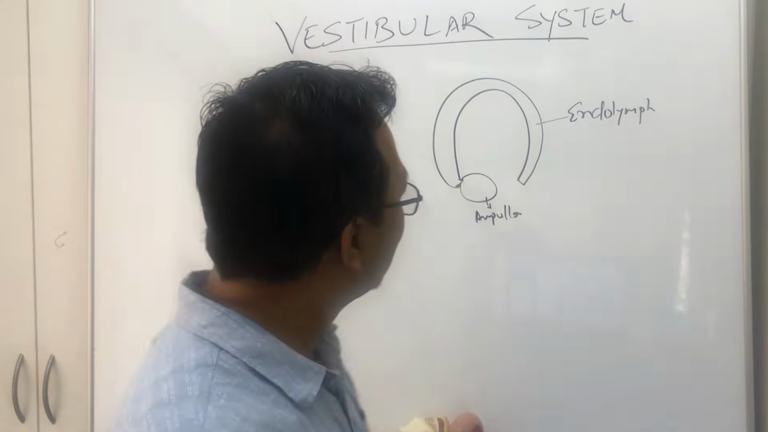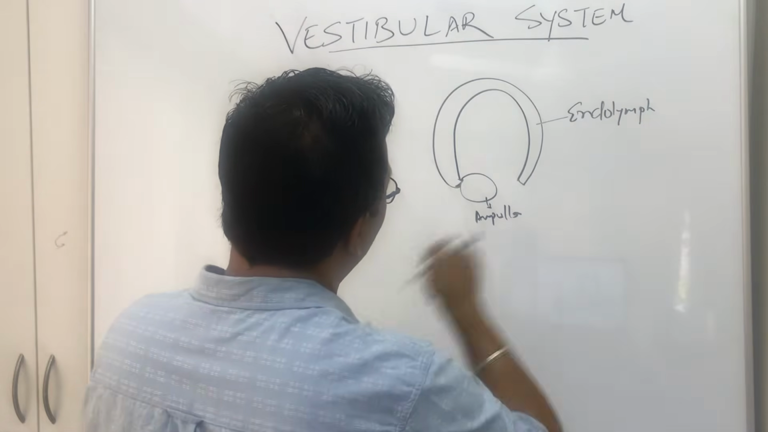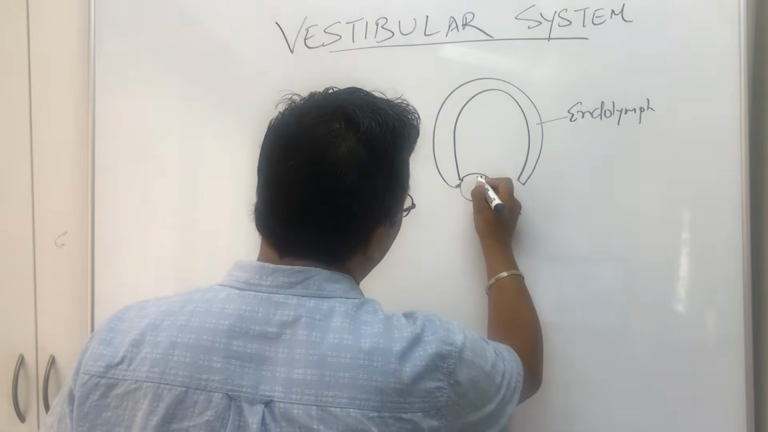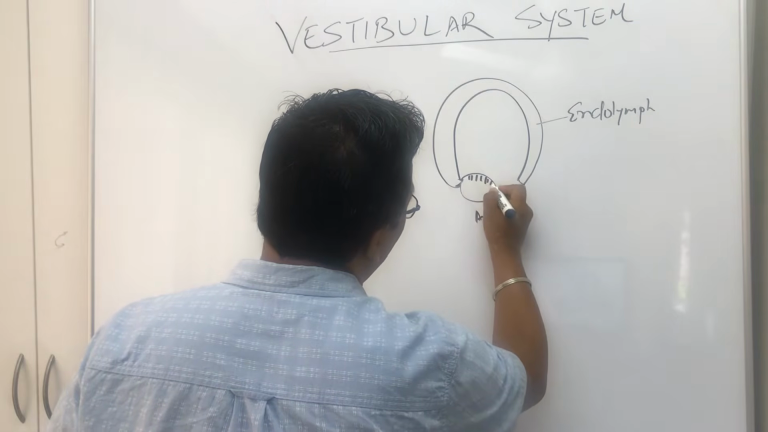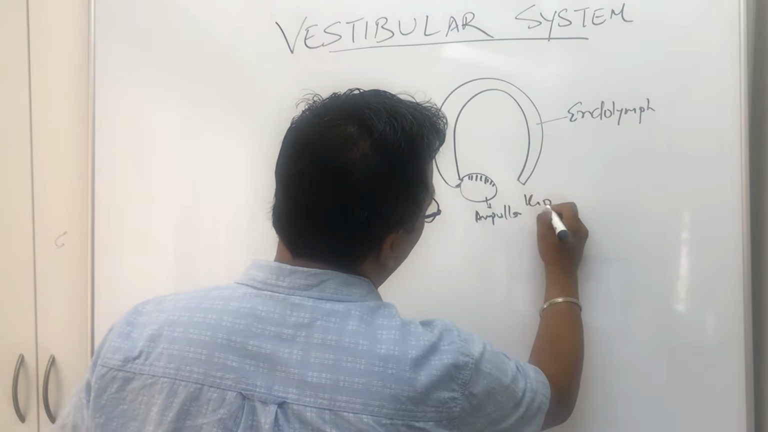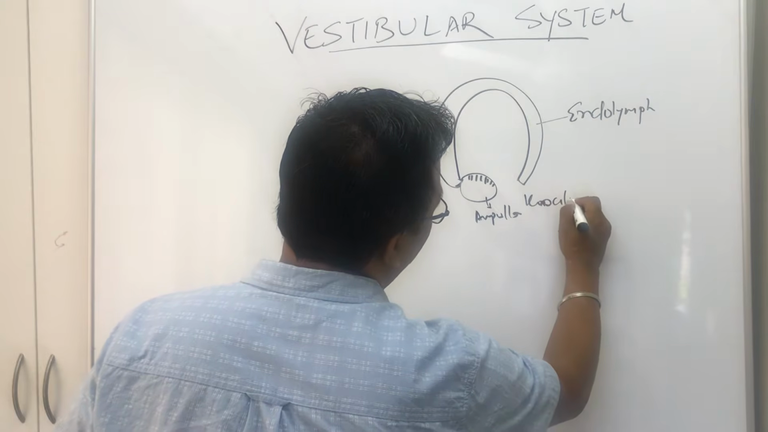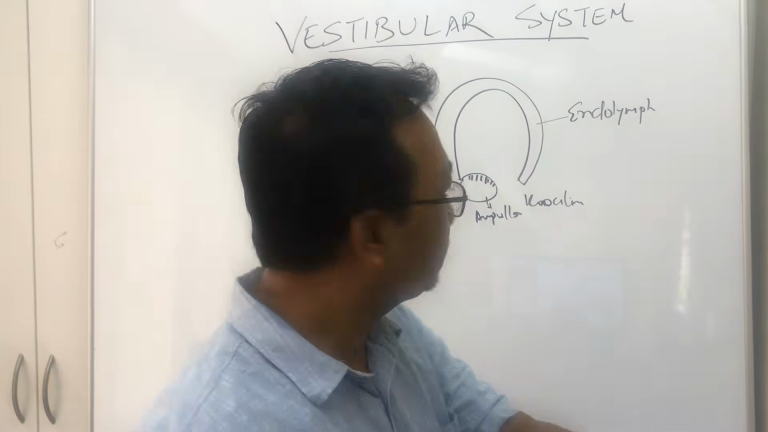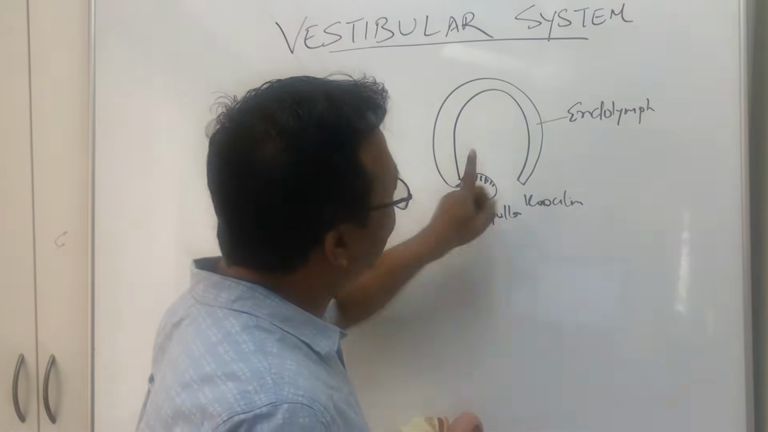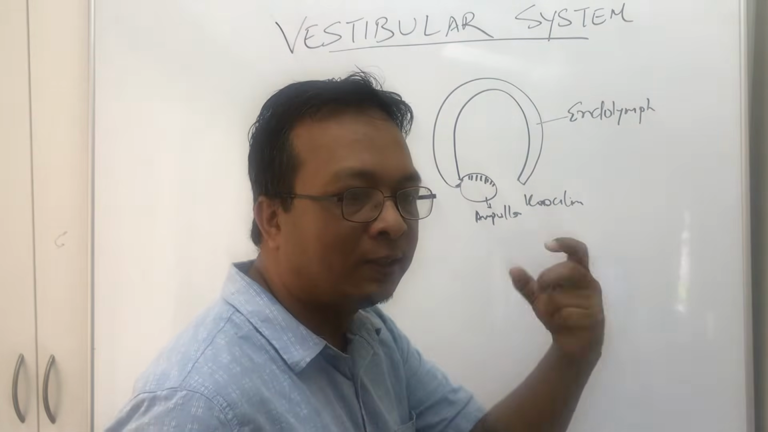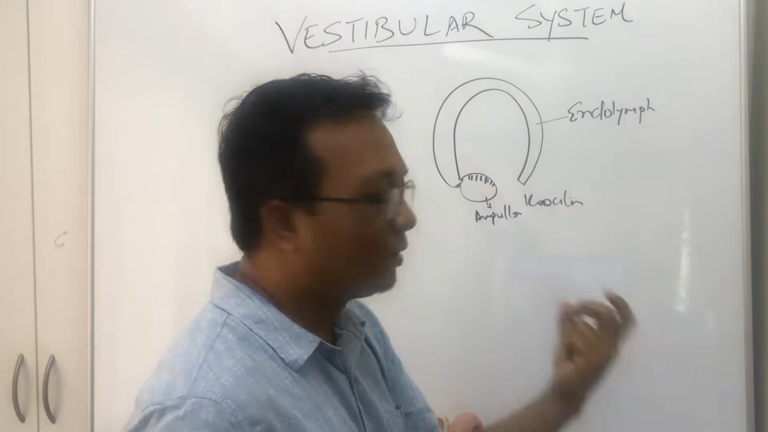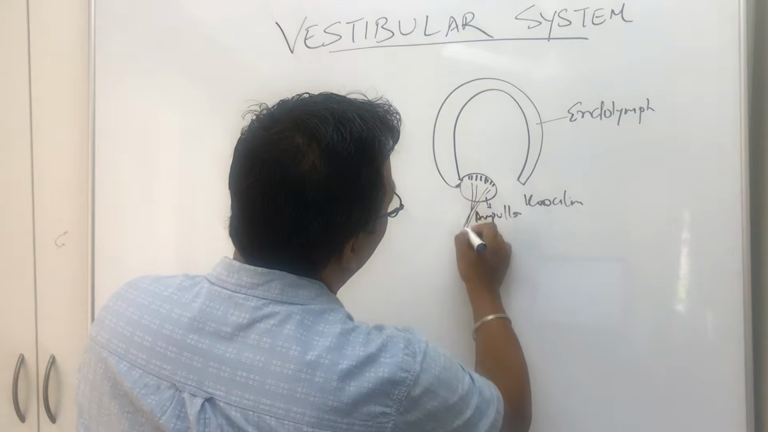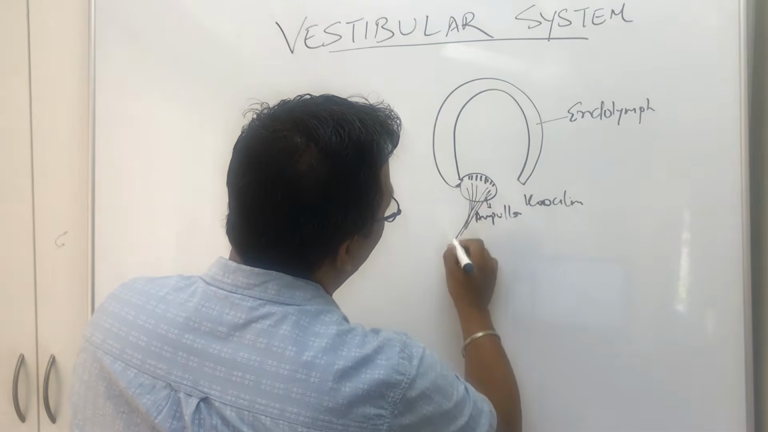And the interesting point to note here is that, as we know, in the cochlea there are hair cells. Here also there are some hair cells, which are also called kinocilium. Now when these hair cells move, there is generation of action potential, because they are connected to the ganglion, Scarpa's ganglion, and it's called the vestibular nerve.